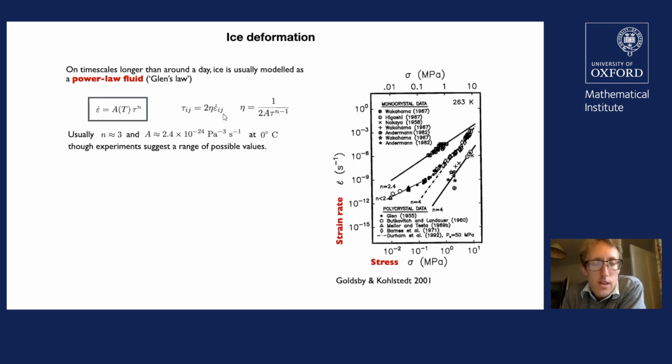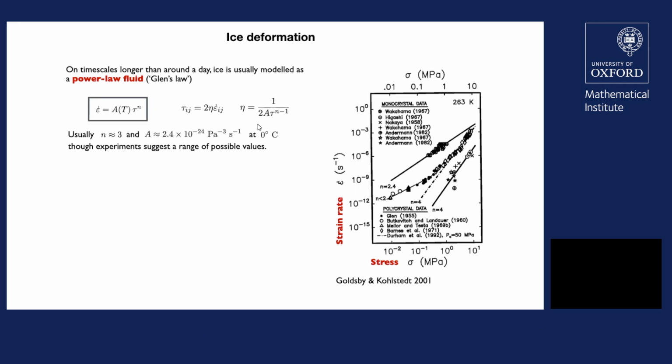When we do modeling, or at least when I do modeling of this, I tend to write it in the form of a Newtonian fluid, which is what you see here, but with what's usually called an effective viscosity. So the viscosity is not a constant, it depends upon the stress. That tau is the second invariant of the stress tensor tau ij.